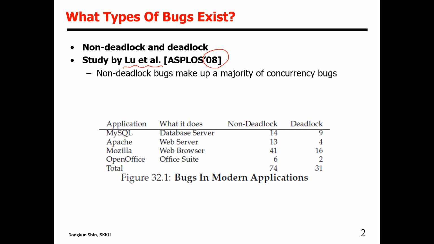He analyzed a number of popular concurrent applications. For example, MySQL, a very famous database server, Apache, a famous web server, Mozilla, a web browser, and OpenOffice, an office program. Lu studied the bug types of this code.